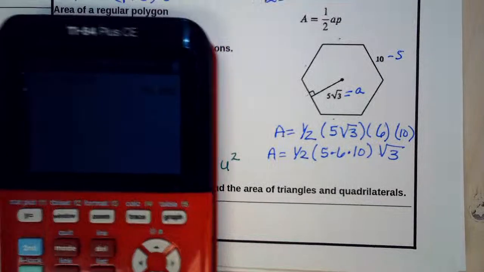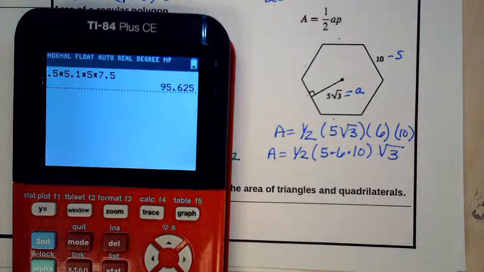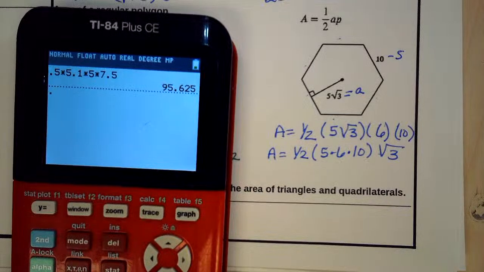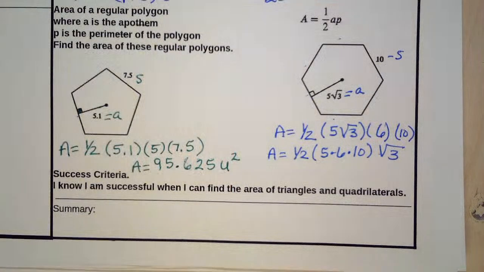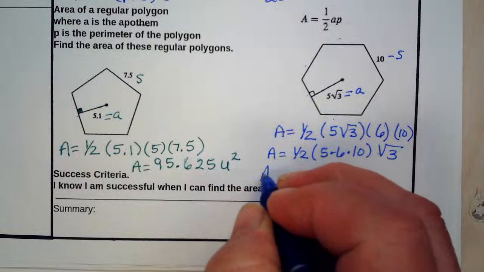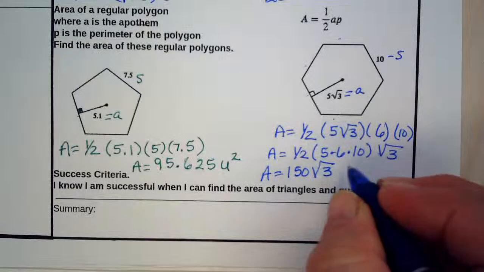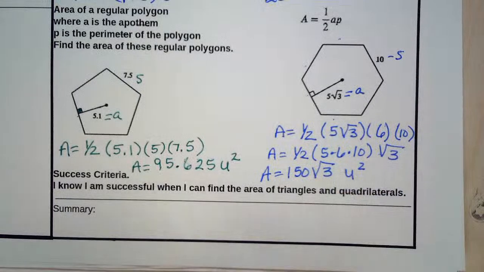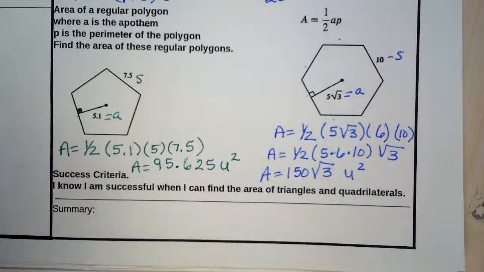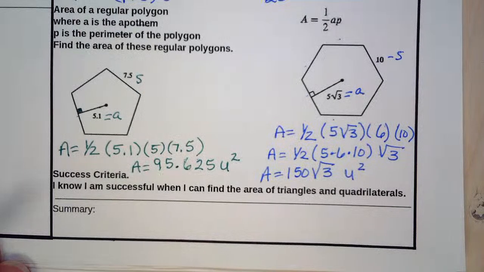1/2 of 300 is 150. 0.5 times 5 times 6 times 10 is 150. 150 square root of 3. This will be units squared. This is the exact. I could always put it in and find the approximation if I wanted to, but we're going to leave it as an exact with that radical in it.